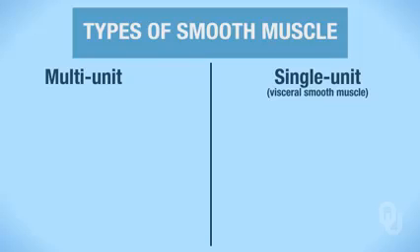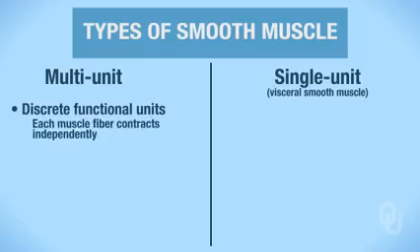So let's take a look at the difference between these two types of smooth muscle. We will do this by looking at several characteristics. First, multi-unit smooth muscle functions as discrete functional units. So that means each muscle fiber contracts independently of all the other fibers.